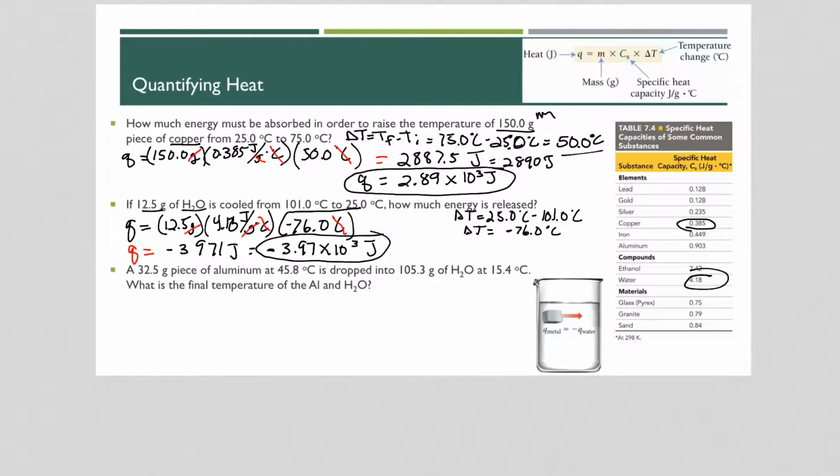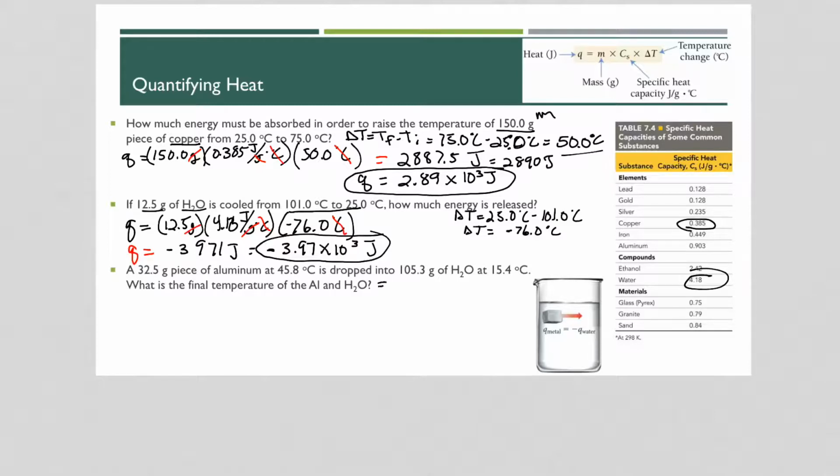Okay, one last example here, a little bit different. This one is a bit more involved. So here we have a piece of metal in a piece of water, and so we have a 32.5 gram piece of aluminum at 45.8 degrees Celsius. It's dropped into 105.3 grams of water at 15.4 degrees Celsius, and we want to know what the final temperature of the aluminum and the water is.